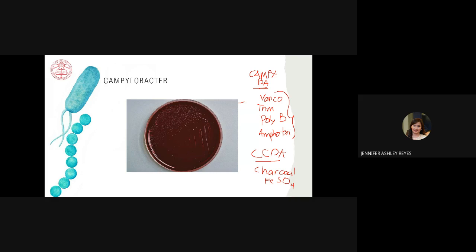But not purely for diagnostic. Dapat meron din tayong another set of culture. Pwede tayong mag-perform ng blood culture as an addition to the stool culture to check for actual isolation of Campylobacter or to have a higher recovery rate. So these are your example ng culture media na pwede natin gamitin selectively for Campylobacter.